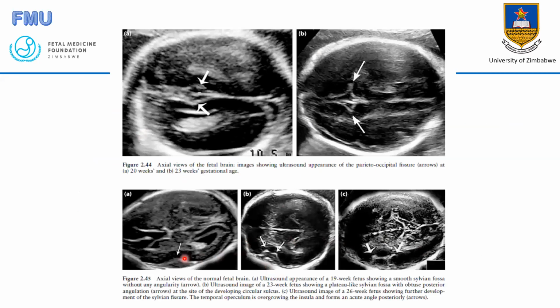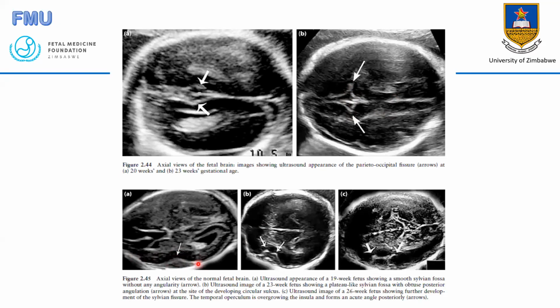This is the normal kind of brain. You can see the 20 and the 30. Here we are looking at the parieto-occipital fissure. But when you now look here, we can see that the Sylvian fissure is too open. It's not its usual appearance. There's no angle which you are seeing here.